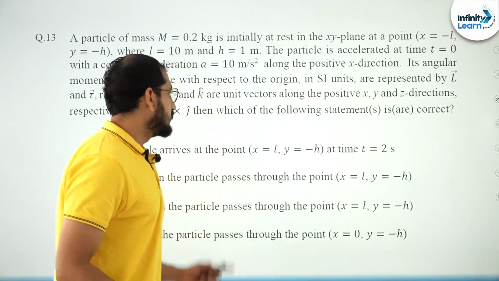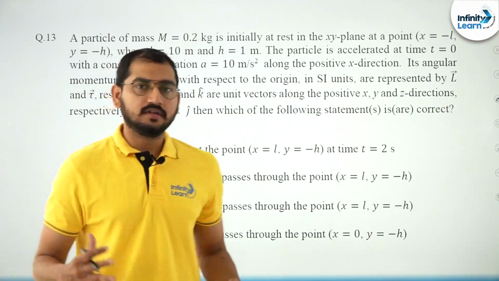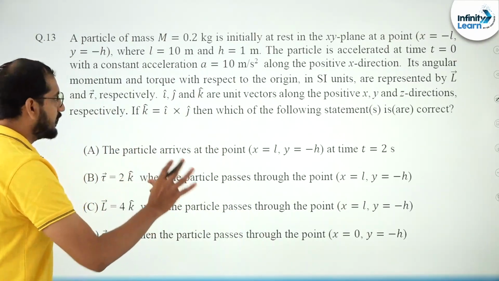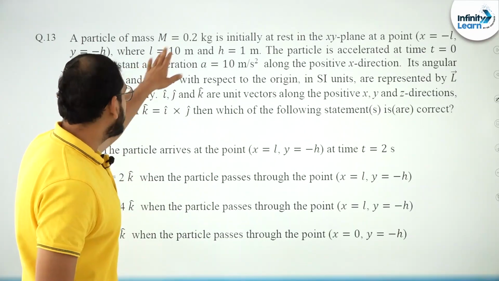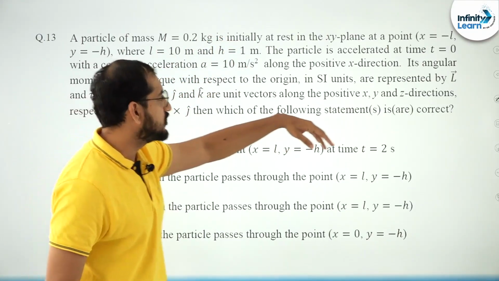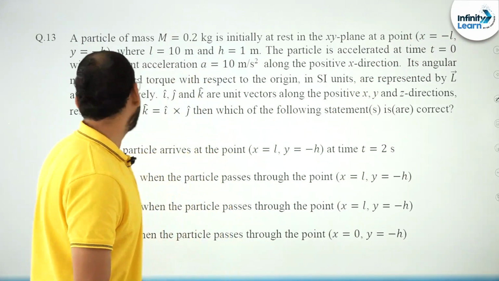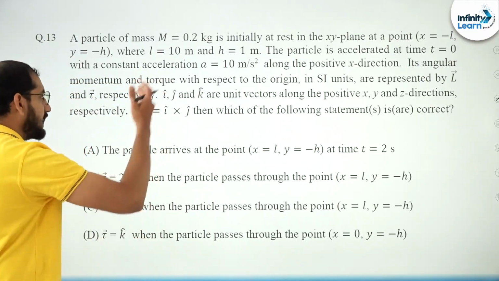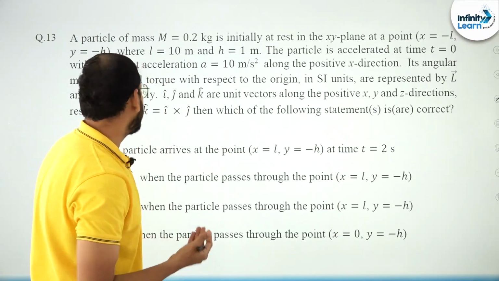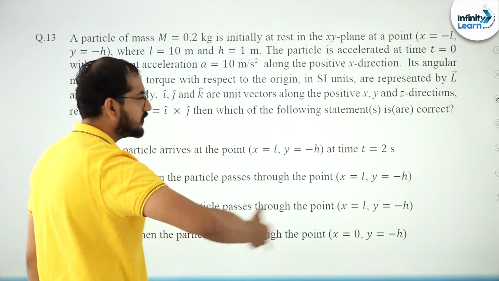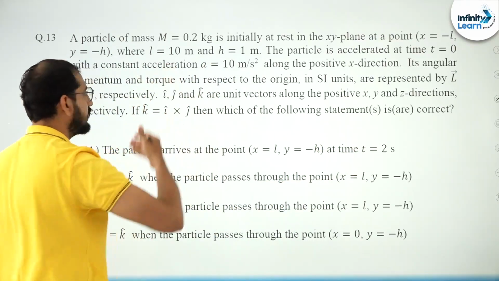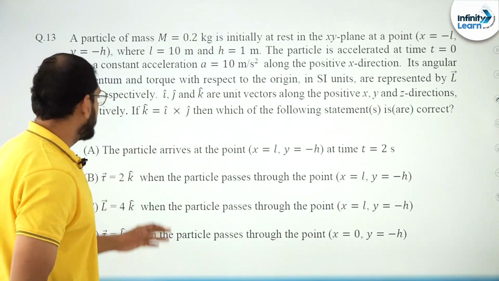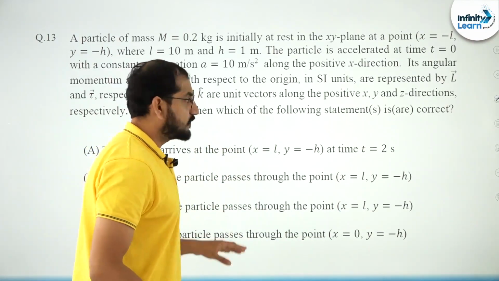All right, so this is a question again from the chapter rotational motion. Okay, this is quite a simple question. It says that we have a particle, initially located at the coordinate minus L, minus H. The L and H values are given to us. In the starting it is at rest, and it will accelerate in the positive x direction only. So basically the point will follow a linear path. Okay, and we need to calculate the angular momentum and the torque values as per the options.